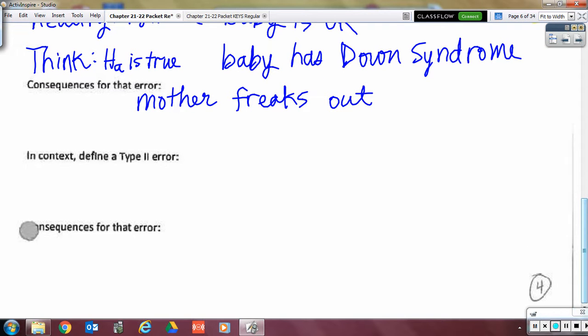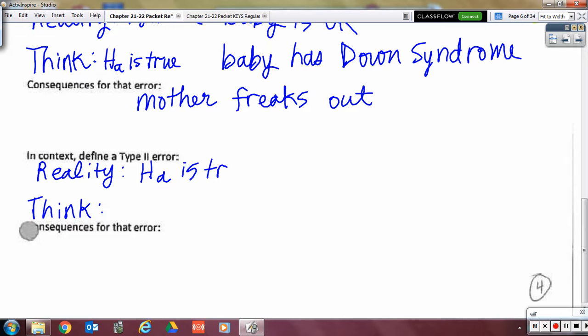Okay. Next. Okay, listen up. Define a type 2 error. So for every problem that you define, you're going to put what really is happening and then what the sample makes you think is happening. So for a type 2 error, HA is true.